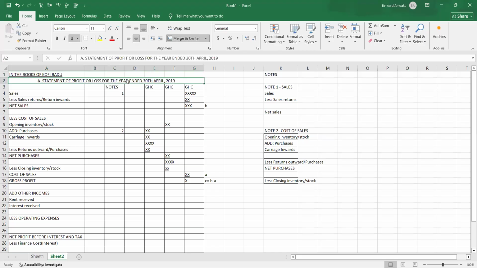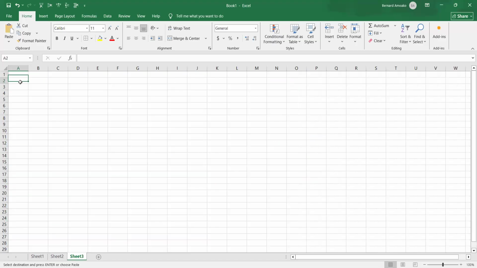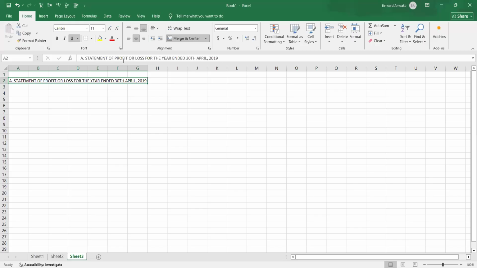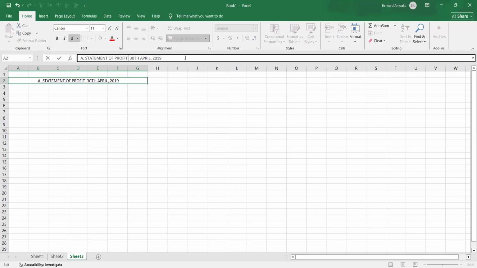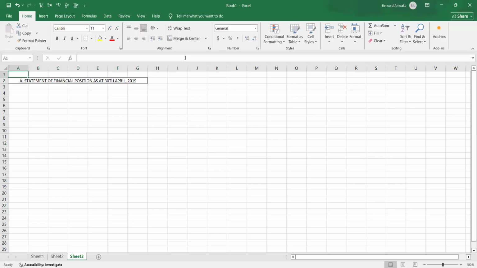Now, after writing this, I said you go to the next sheet, and then what would you do in the next sheet? You start what we call the statement of financial position, what you call the balance sheet, statement of financial position as at 30th September 2019. You can still write the company's name again, Kofi Bedu. In the books of Kofi Bedu, because it's on a fresh sheet.